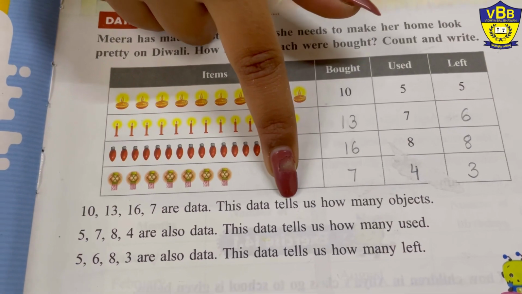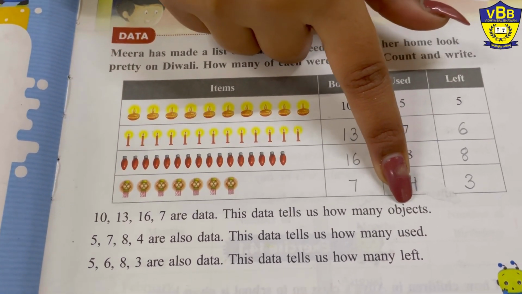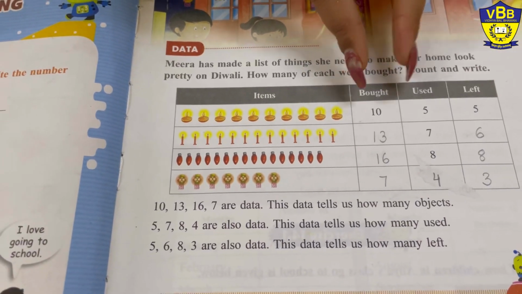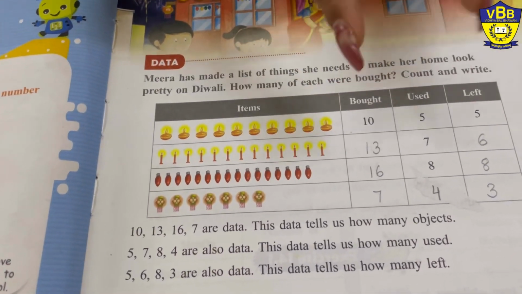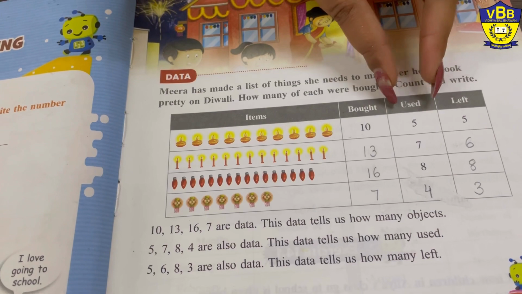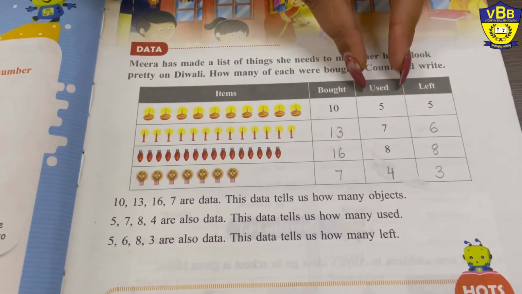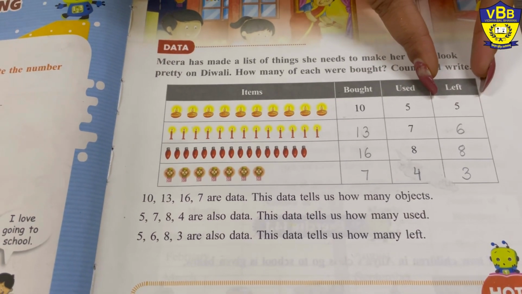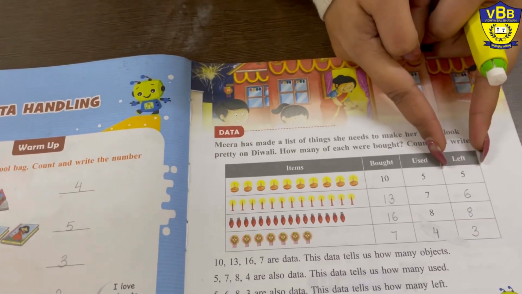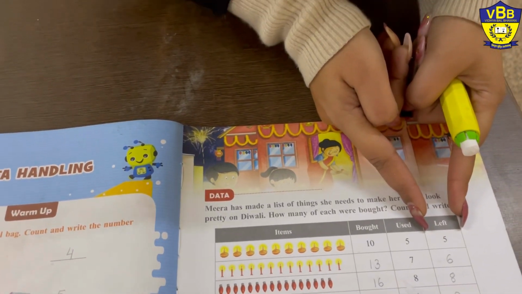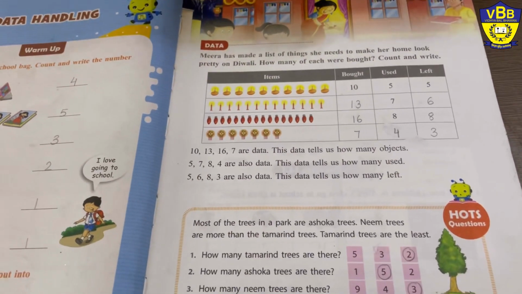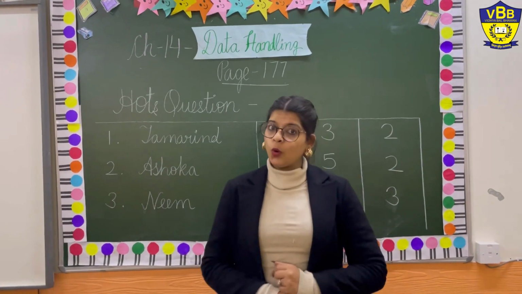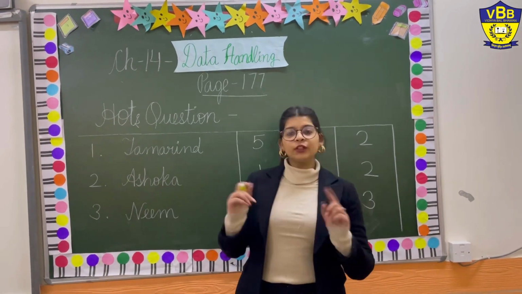This data tells us how many objects there are. The number of items she bought tells us how many objects there are, the number of used items tells us how much she has used, and the number of leftover items tells us how much she is left with. I hope this question is clear to you all. I hope you have all completed the further question.